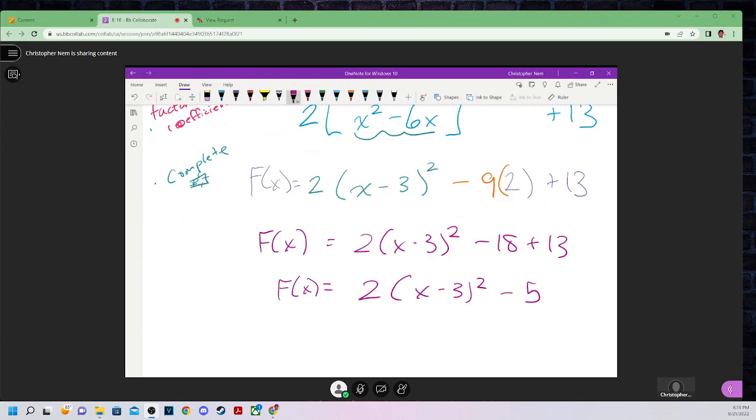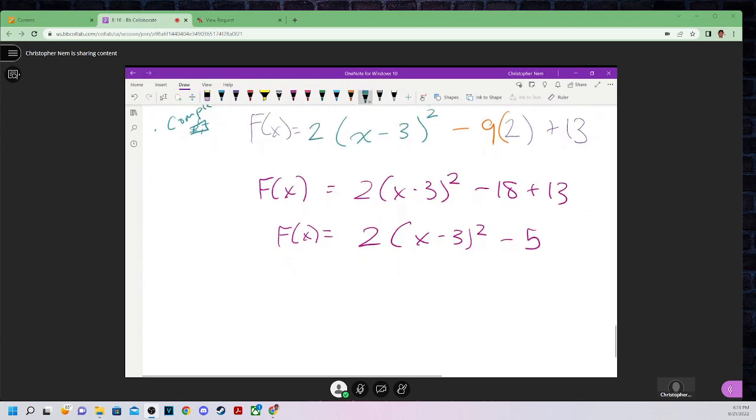Combine like terms: 2 times x minus 3 squared minus 5. So now that I have it in this form, I can write where the vertex is located. The vertex is located at 3 comma negative 5. Boom. You could even go further. If I were to ask you what all the transformations are, you would say right 3, down 5, and also a vertical stretch of factor 2. So you can do all of this stuff. This is very nice.